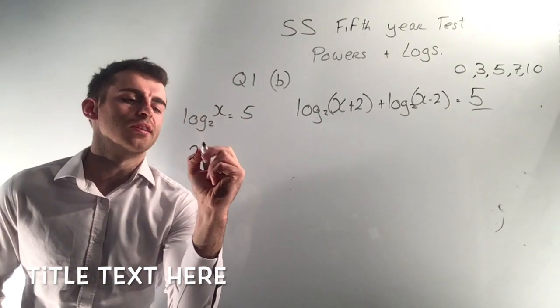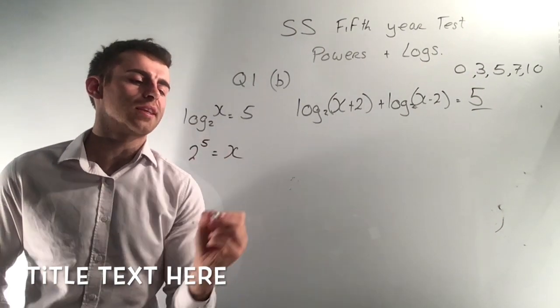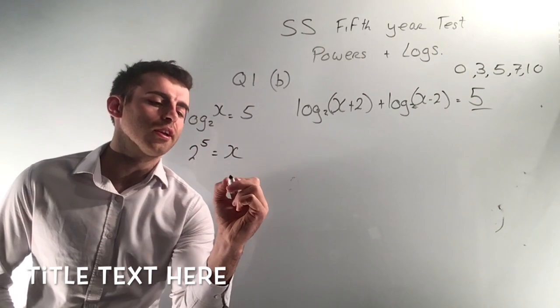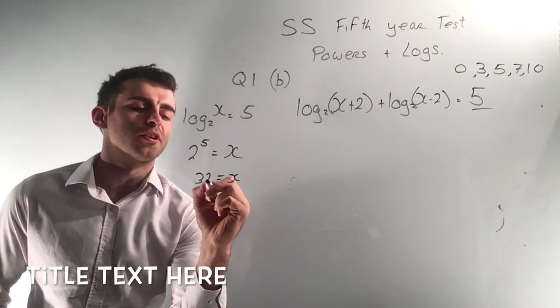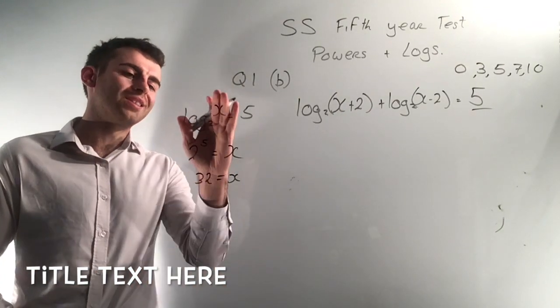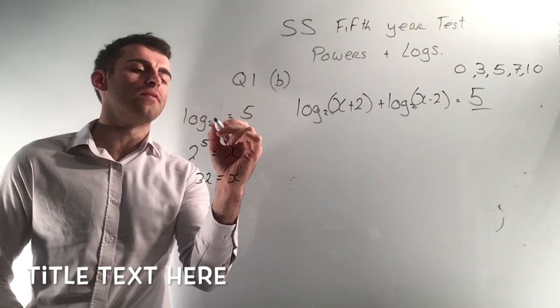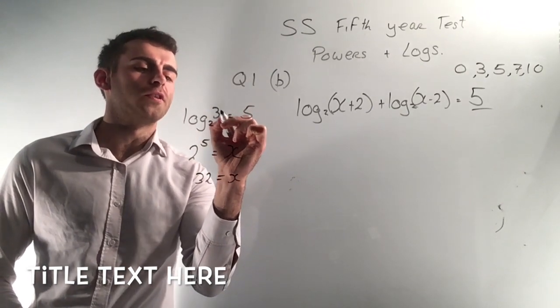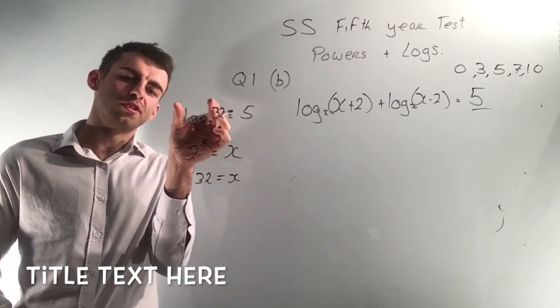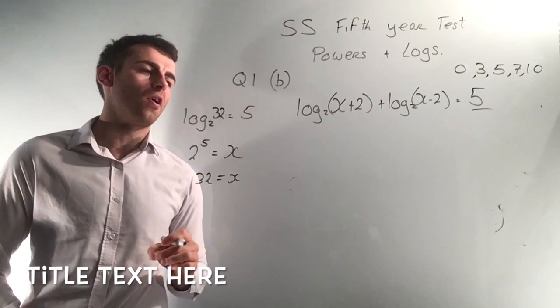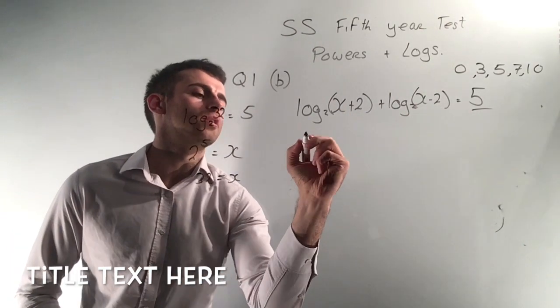So in this case, I can say that 2 to the power of 5 equals x. If you plug that into your calculator, clearly x in this scenario must be 32. Which means that instead of subbing in a 5, I can just sub in the log of 32 to the base 2. Because the log of 32 to the base 2 is the same as 5. So I can just rewrite my entire line.